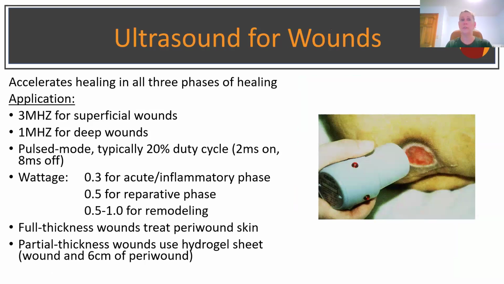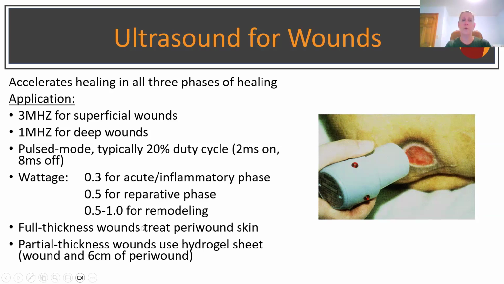Ultrasound, we can use ultrasound too for wounds. We're going to use 3 megahertz if something's superficial, 1 megahertz if something's deep. Because we don't want the thermal effect, we want it on pulsed or like a 20% duty cycle. And our wattage, I don't think you need to know this detail, but the intensity should be low. Usually it's like 0.3 to 0.5. We don't need a high intensity. We don't want that 1.2 watts per centimeter squared because that's more for thermal.